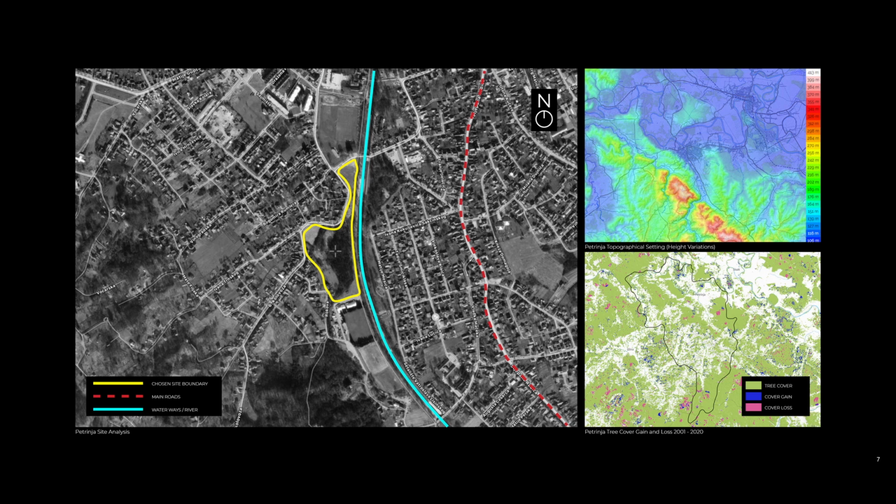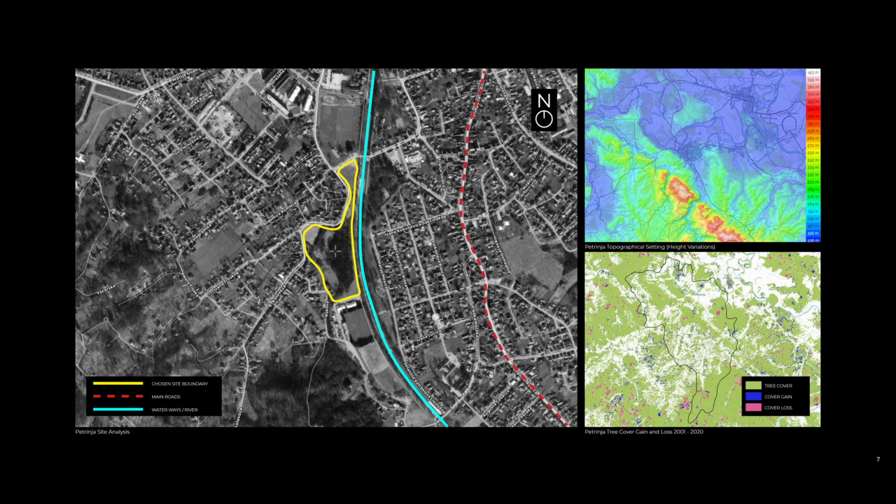highlighted in blue. As you can see, the topographical setting of Patrangia indicates that the area that we have selected as our site is approximately 106 meters above sea level, and the surrounding area towards the southeast of the site gains higher elevations that are as high as 400 meters above sea level.